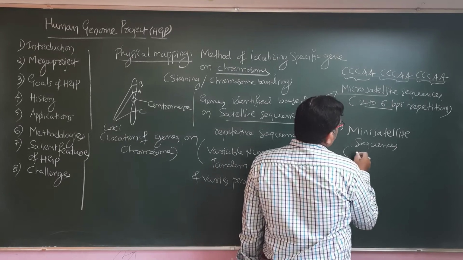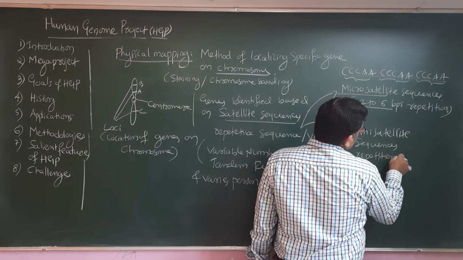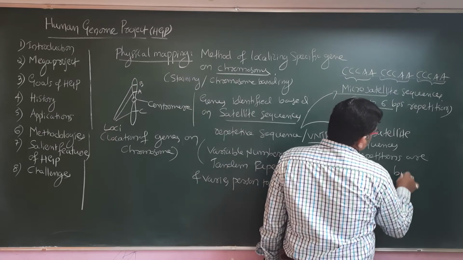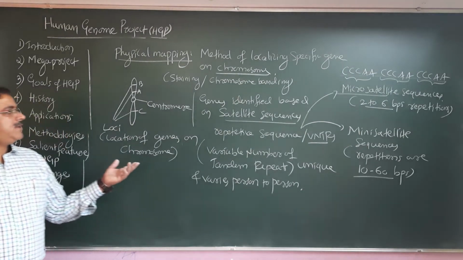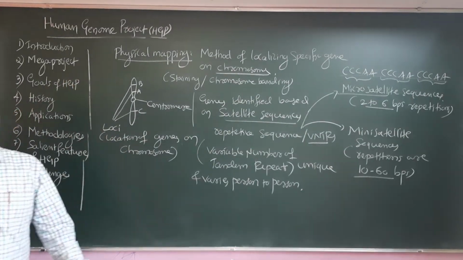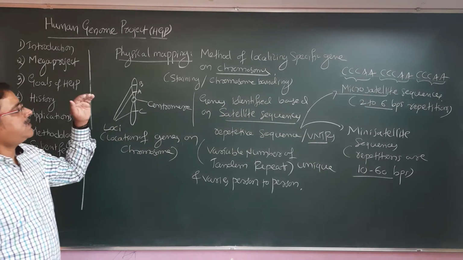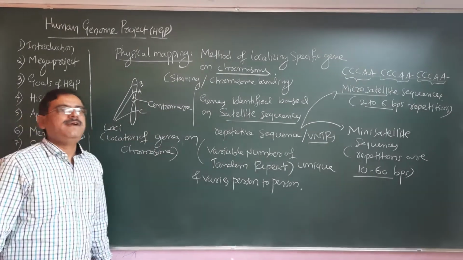Mainly the repetitions are 10 to 60 base pairs. Thus, localizing the position of a gene is a physical mapping, or banding or staining technique. Through staining, you can identify the location of a particular gene. What is the basis of identification?